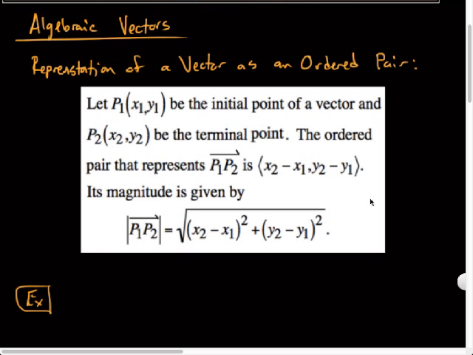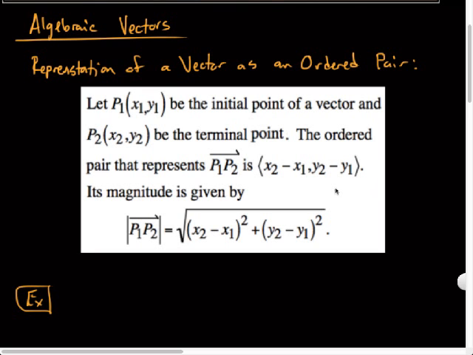Now I can represent any vector in this format. This ordered pair assumes that the vector is starting at the origin. So if you see a vector represented like this, assume it starts at the origin and then goes to the point of those particular coordinates.